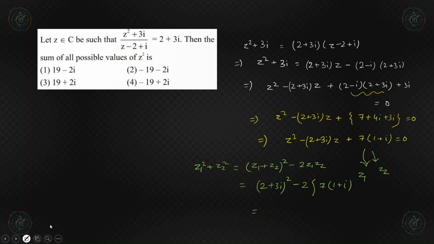So we have here minus 5 plus 12 iota, minus 14 minus 14 iota. That means it becomes minus 19 minus 2 iota. So in this case, our correct option will be option number 2. So 2 is the correct option for this question. Let's proceed with the next problem.